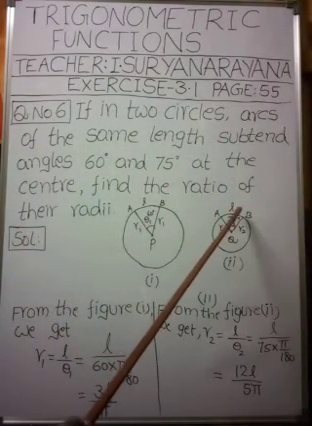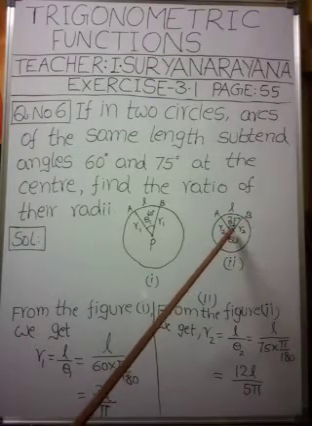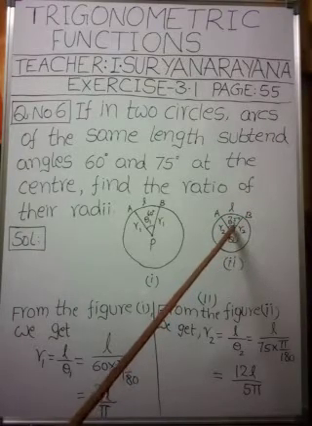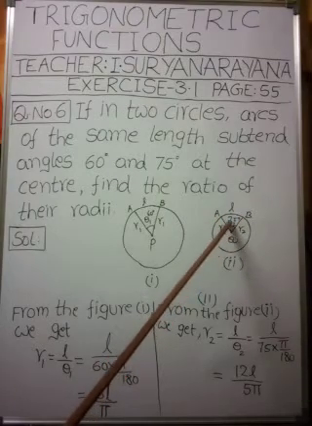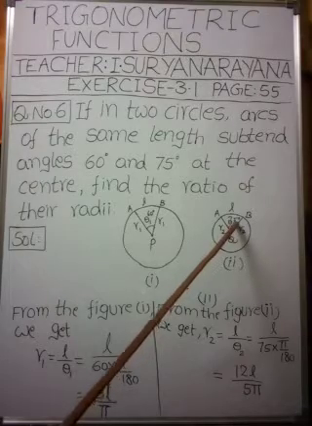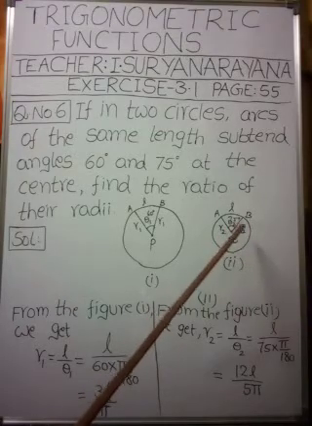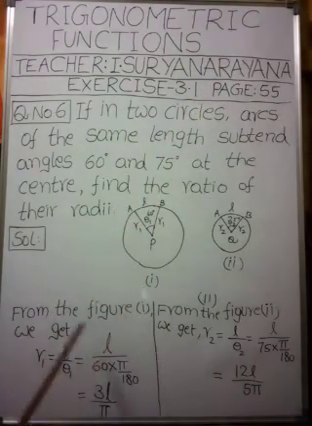So L is taken as the length of the arc AB, and theta 2 is the angle subtended by this arc AB at the center of the circle. What is the measurement of theta 2? 75 degrees. Understood this figure 2, my dear children? Right. Now, from figure 1, what will you get here?